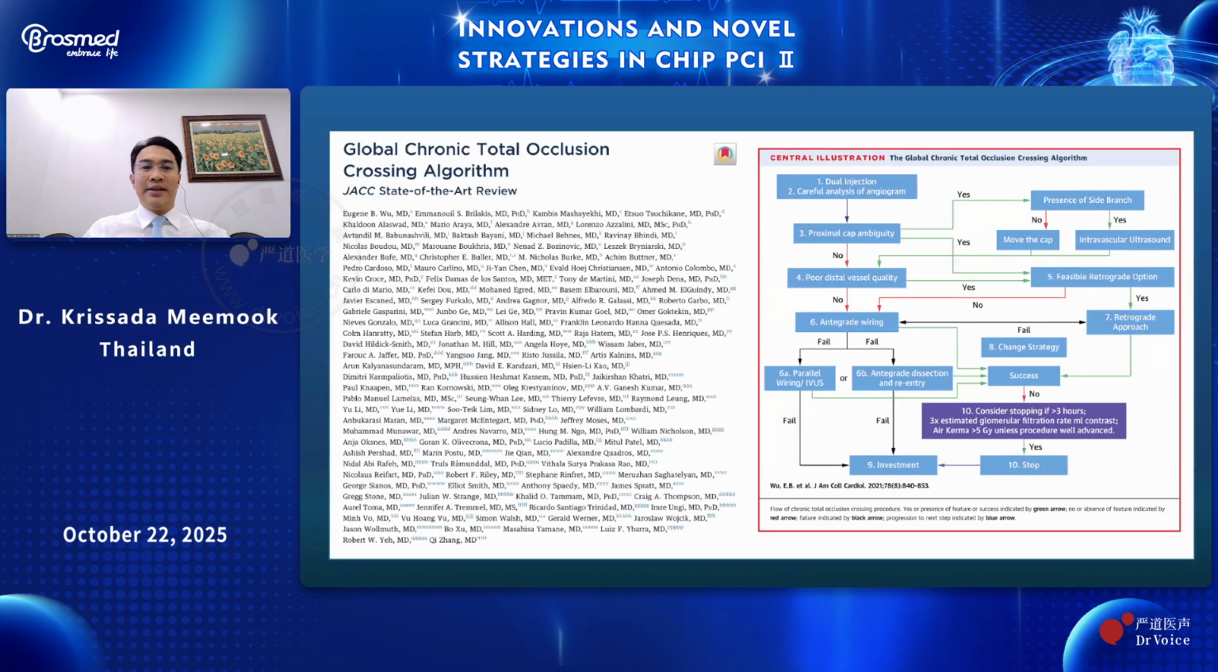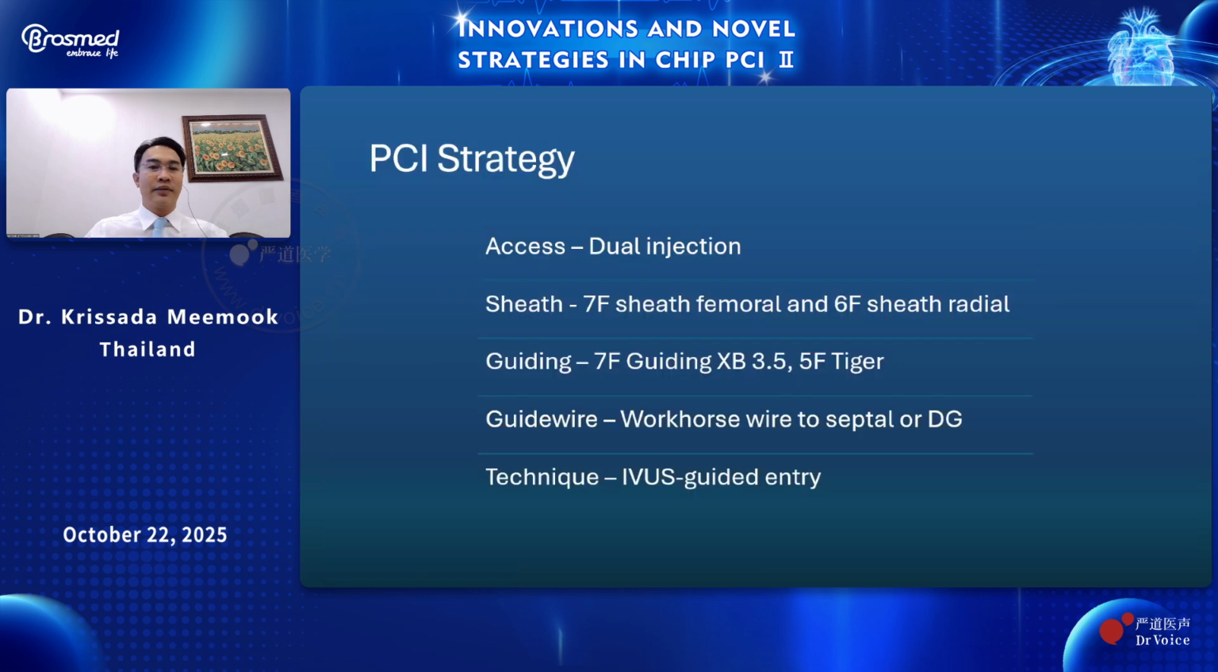If we look at the CTO global crossing algorithm in a patient with proximal cap ambiguity, if a side branch is present, we may try the real-time IVUS guide to identify the proximal cap and then antegrade wiring. Or if we fail, we just change to the retrograde wire technique.